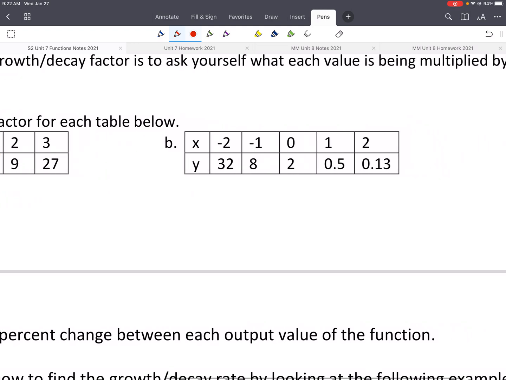Let's look at this one. Okay, so it's getting smaller as you go along. Y gets smaller, so this is going to be a decay factor. And what is being multiplied every time? Another way you can think about that is what is being divided every time. So if you were to say, what do we need to divide 8 by to give us 2? Well, it would be 4. So we'd have to divide by 4.